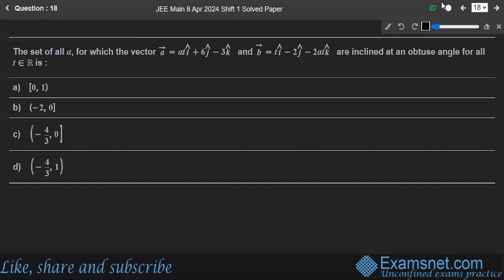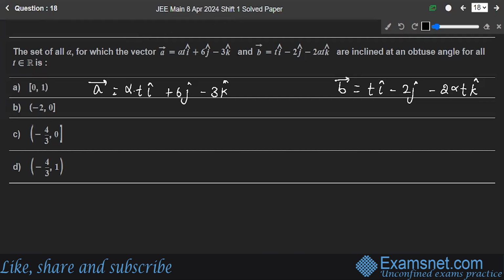Question number 18, the set of all alpha for which the vector A, which is given by this, and the vector B are inclined at an obtuse angle for all t belonging to R. So here you have the two vectors. First one, A = alpha t i + 6 j + 3 k, and the B vector is t i + 2 j - 2 alpha t k.